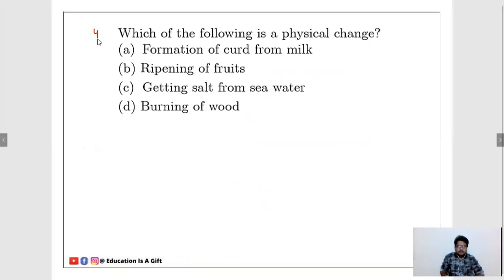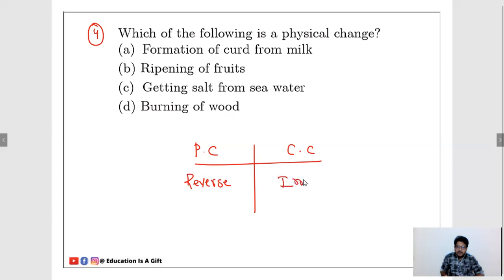Question number 4. Which of the following is a physical change? To answer this, we should have some idea regarding physical change and chemical change. Physical change means which is reversible. Chemical change which is irreversible.